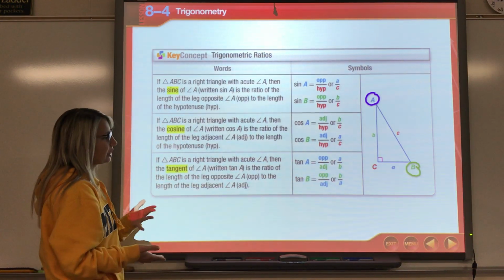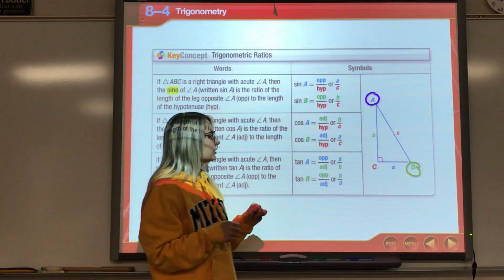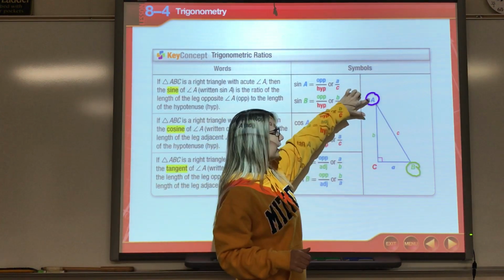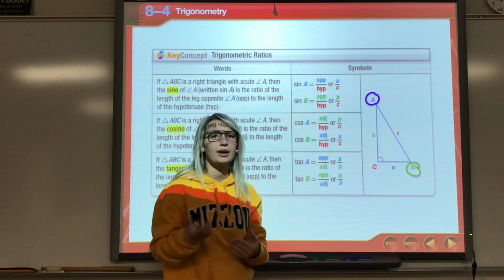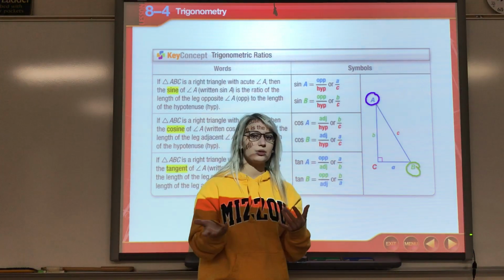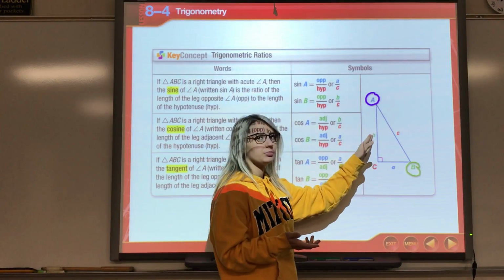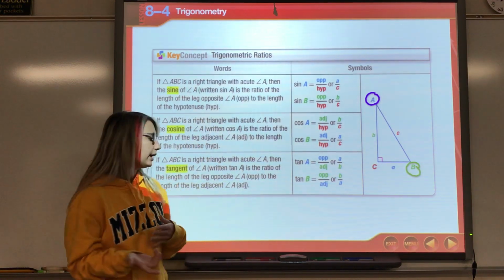Now the tangent. The tangent is always the opposite over the adjacent. If we're finding the tangent of A, we need the opposite and the adjacent, so we would have a over b. And for the tangent of B, again, opposite over adjacent, so now our opposite is b and our adjacent is a, so we would have b over a.